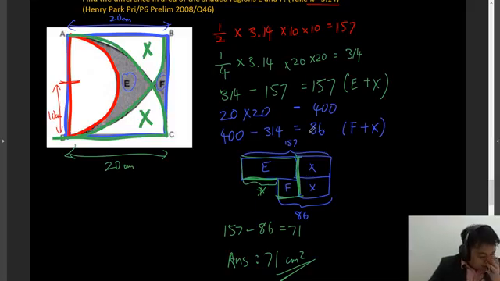Okay, the reason for subtracting this 314: the entire square is 400 cm squared. This green quadrant over here has an area of 314 cm squared, as we've calculated over here.